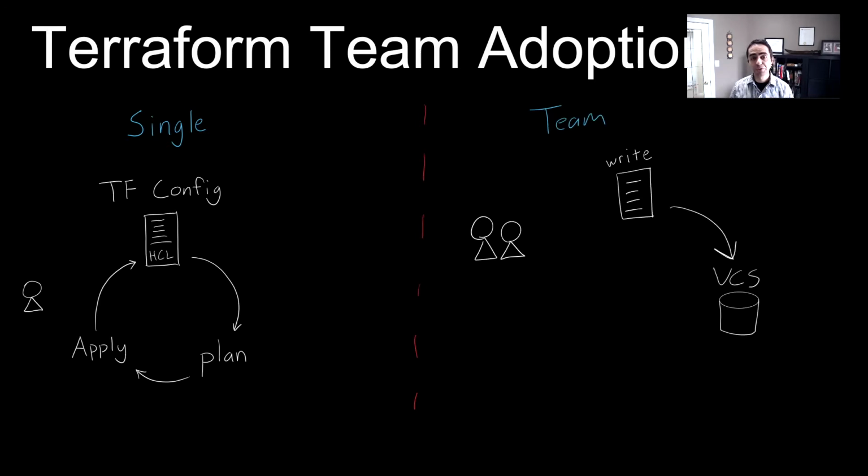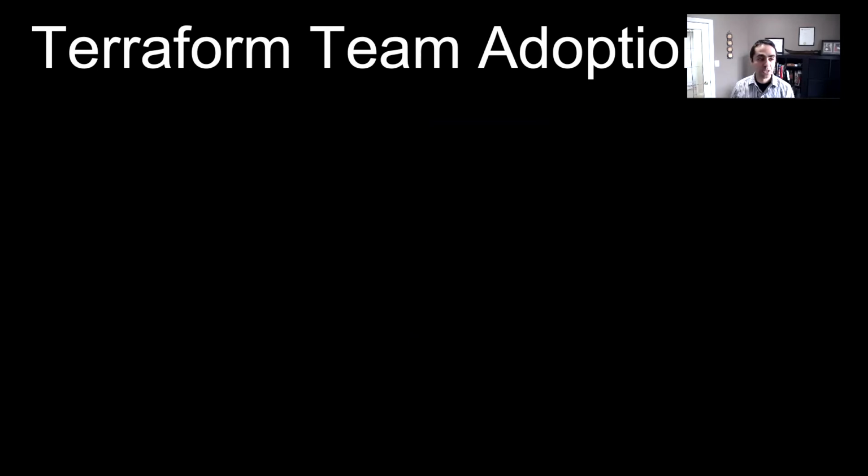want to be careful not to step on anybody's toes. You don't want to have different people configuring the same environment. So what you do is you configure everything and you commit it to your version control system. You do your plan, you do your apply, and then you continue down the cycle. But now you have one source of truth, which is your version control system.